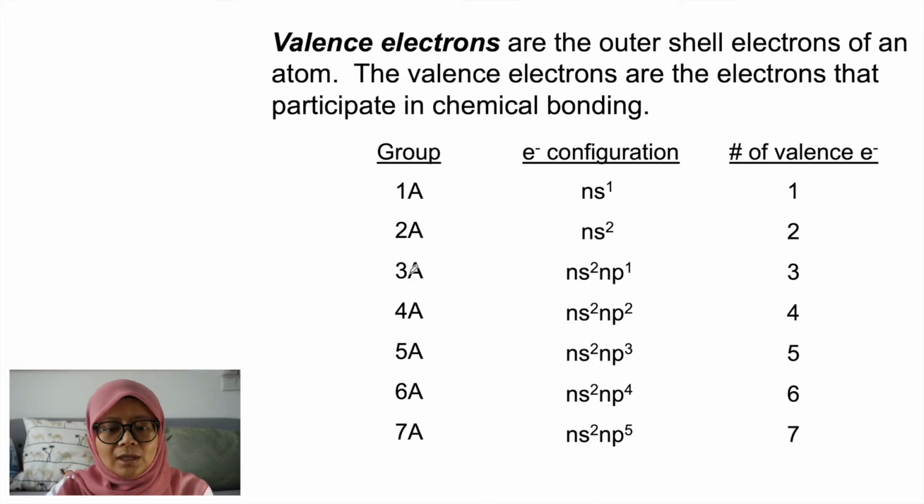So if we have group 1A, the electron configuration will be ns1 and we have only one valence electron. Another example, let's say we have group 6A, the electron configuration is ns2 np4 and the valence electron is 6. While here we have group 7A, which is actually group 17, ns2 np5 for the electron configuration, and the valence electron is 7 because 5 plus 2.